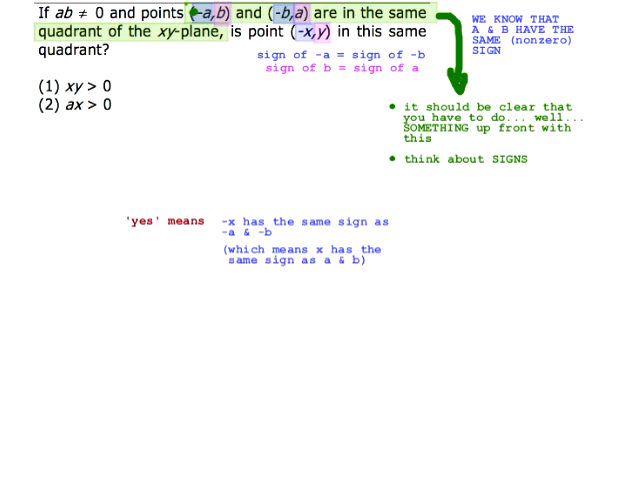And separately about Y, that's the pink fact, Y has the same sign as A and B.